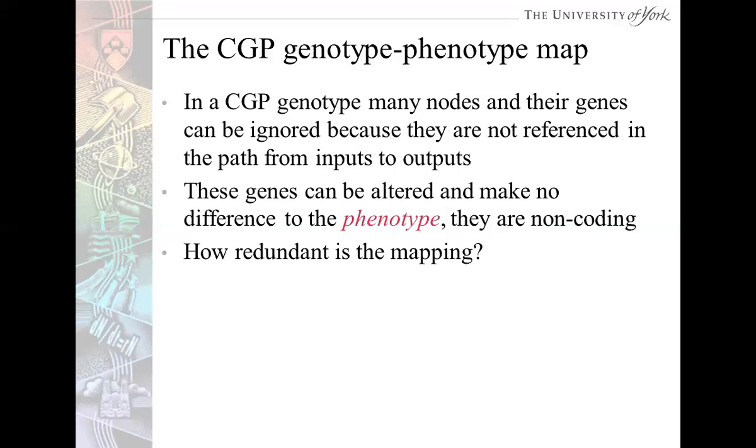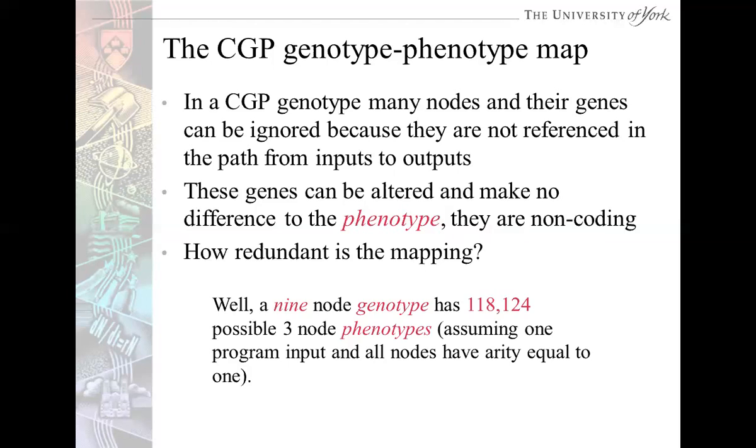Let's look at a small example of how redundant this genotype to phenotype map is in CGP. Imagine you've got a genotype with only 9 nodes. That's very, very small. And you say, how many 3-node phenotypes could I possibly encode in a 9-node genotype? You'll find that there's 118,124 different genotypes, all representing exactly the same 3-node phenotype.